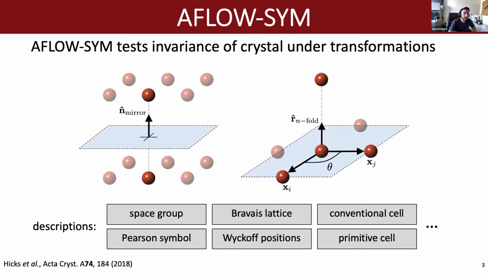Okay, so the first topic that I'm going to go over is AFLOW-SYM. This is a symmetry software that we developed that determines the invariance of a crystal under transformation. It will find symmetry operations such as mirror planes and rotation axes. From this, we can get common symmetry descriptors such as the space group, Pearson symbol, Bravais lattice, and Wyckoff positions. And again, these could potentially be used as descriptors in an ML framework.